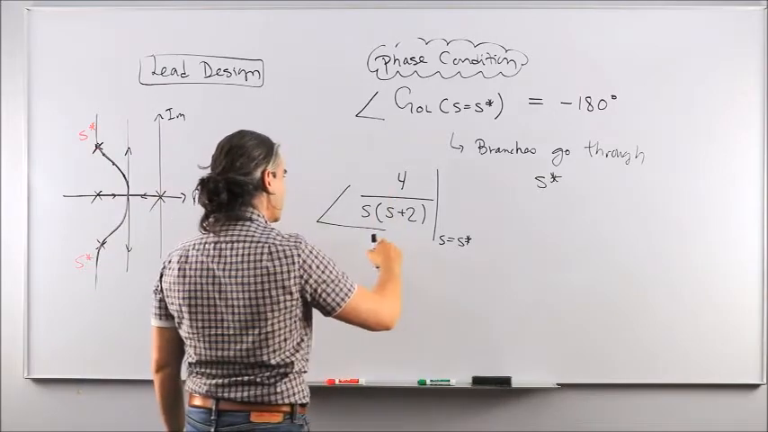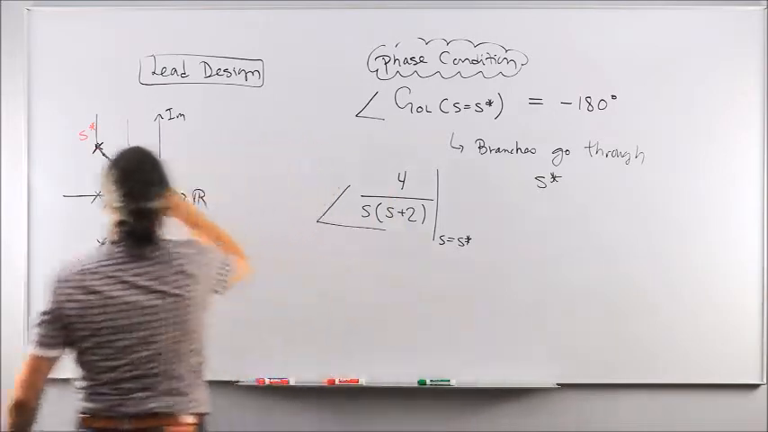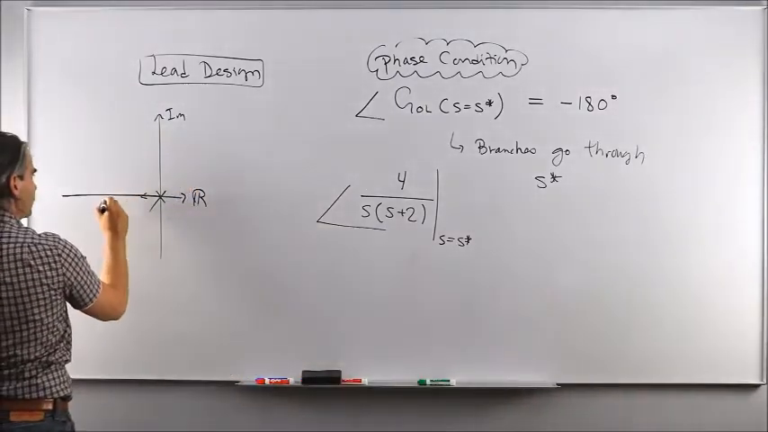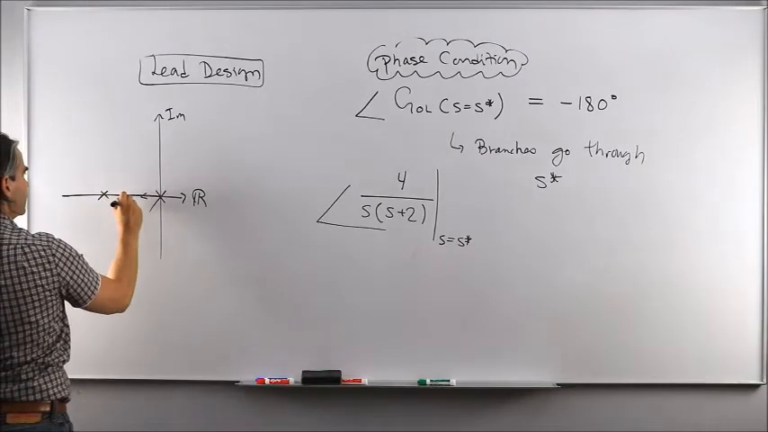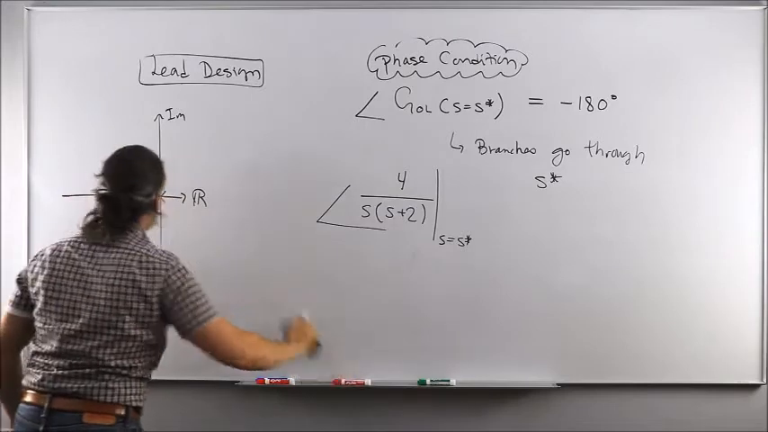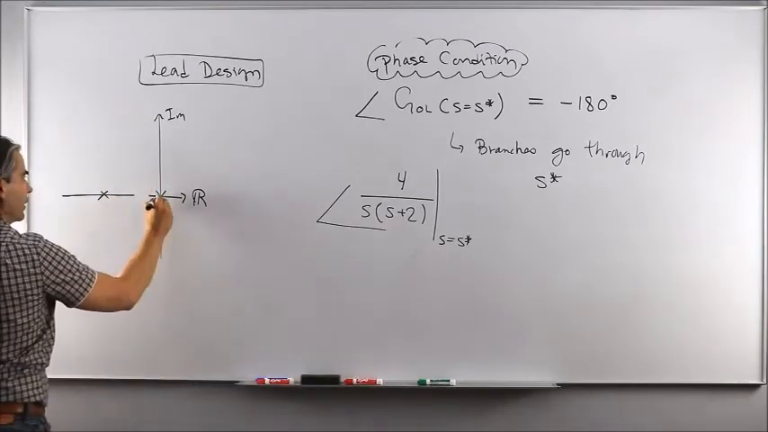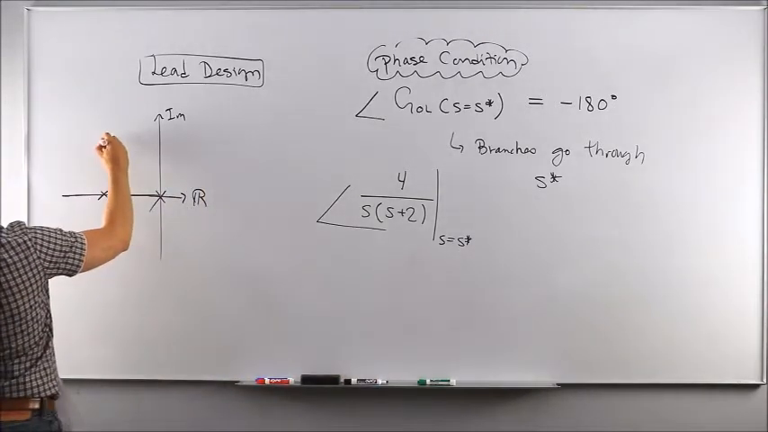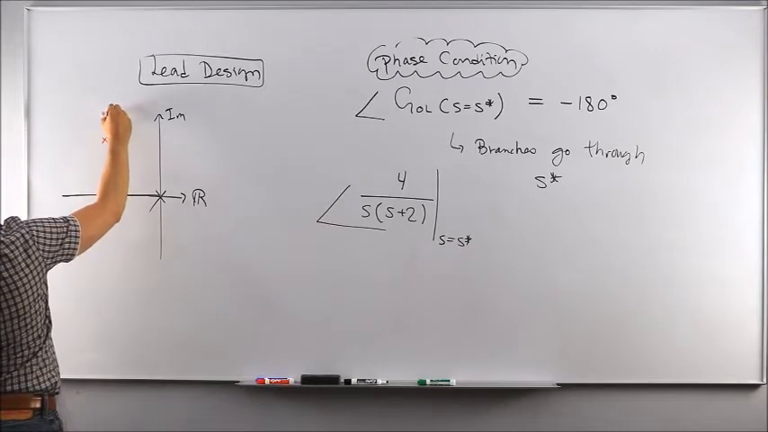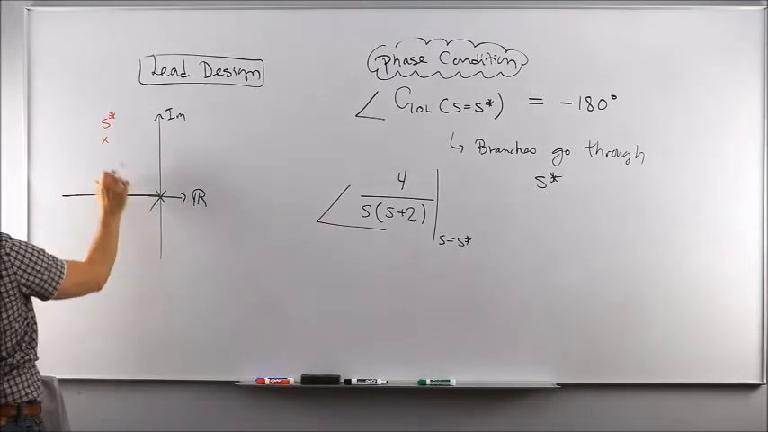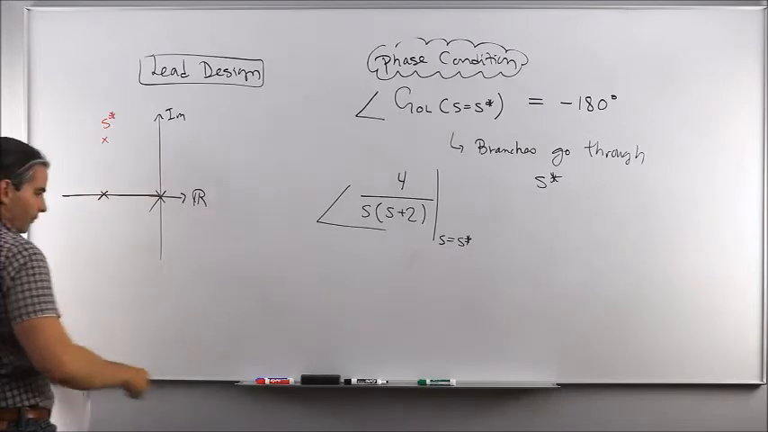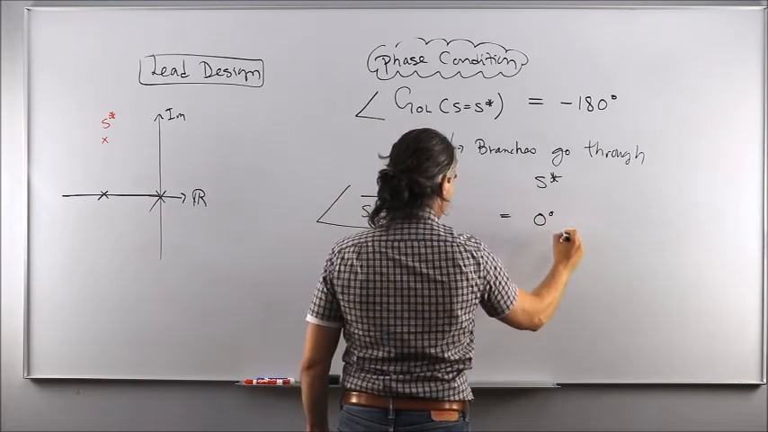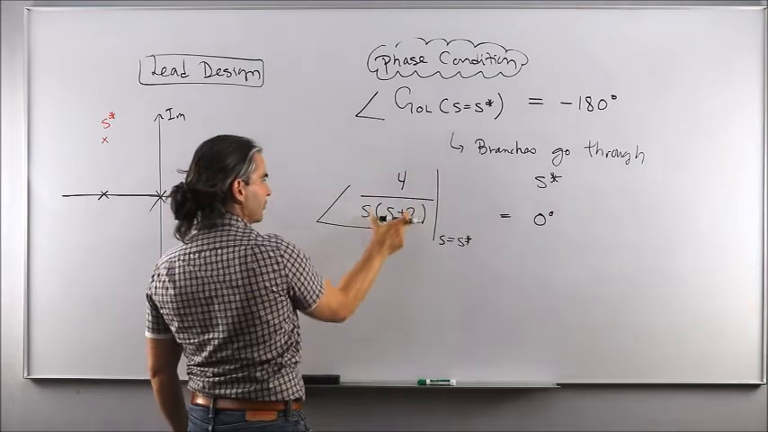So let's figure out what we end up with when we evaluate the original open loop transfer function that was quantified through these two poles here, one at the origin, the other one at minus 2, but evaluated at S star, which was right above here. What is the phase of those two poles evaluated here? Okay, well, the phase of just a number happens to be 0 degrees. So you do the phase of the numerator minus the phase of the denominator.